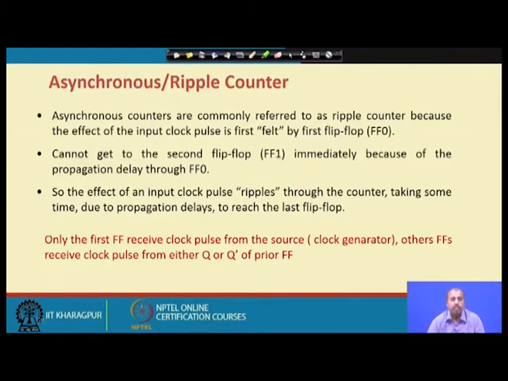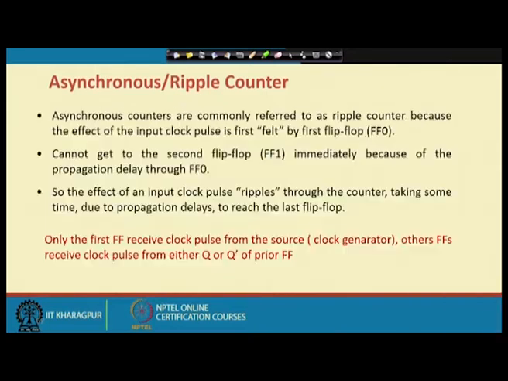The first counter that we will look into is known as the asynchronous ripple counter. Asynchronous counters are commonly referred to as ripple counters, because the effect of the input clock pulse is first felt by the first flip flop, and then it cannot get to the second flip flop immediately because of the propagation delay of the first flip flop.